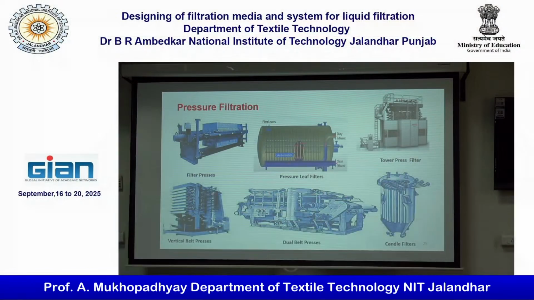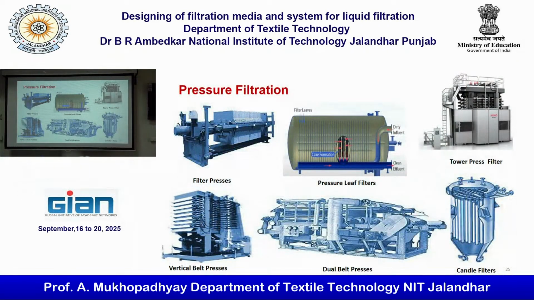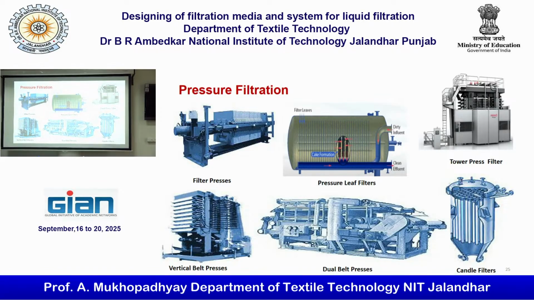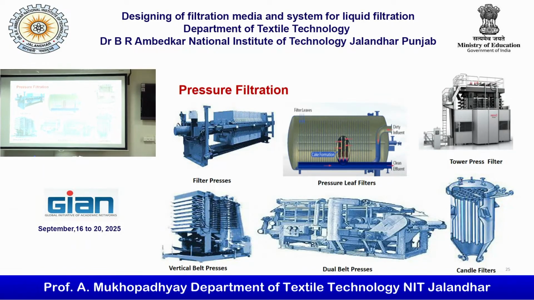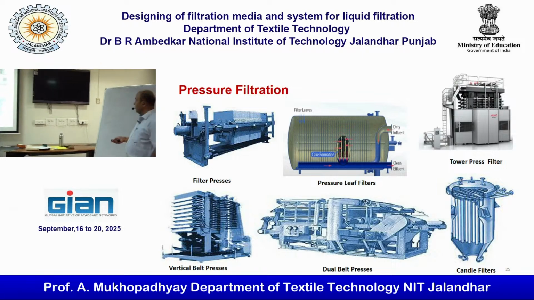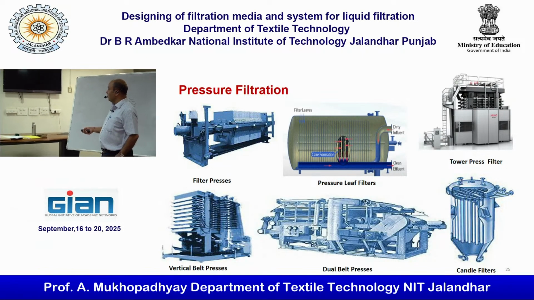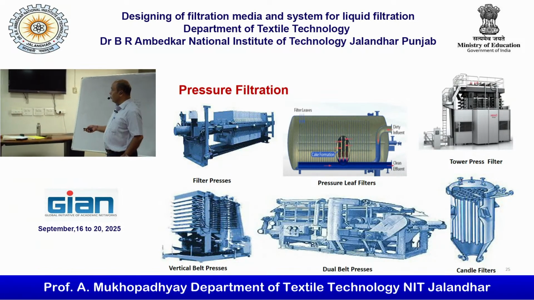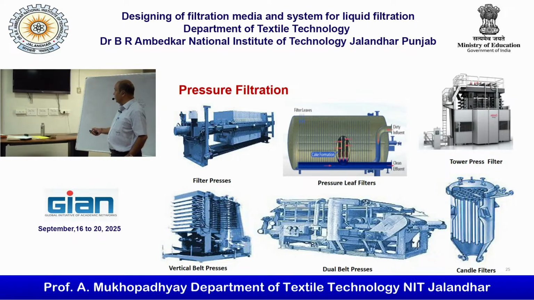Now this is another category. The first category was by means of vacuum, and pressure filtration is where the sludge content is more, meaning the particle concentration is more. In that case, we can go for filter presses. Filter presses are very common in many industries. Filter press, pressure leaf filter. As I told you, the pressure leaf filter is also possible. The earlier one was the vacuum filter.